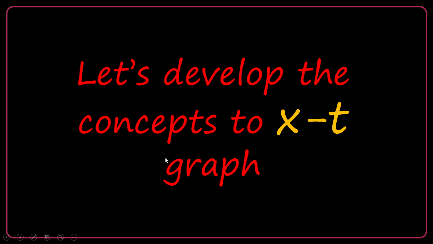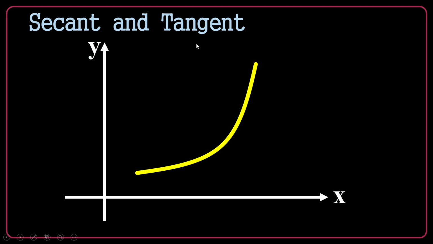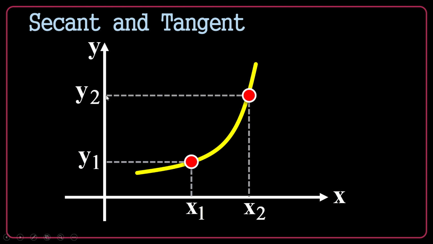Let's develop the concepts to xt graph. What is the interpretation of instantaneous velocity or instantaneous speed over xt graph? For this purpose, I need some mathematical tools like secant line and tangent line. This is a yx graph in mathematics, okay? We are just reviewing some mathematical tools. I have a curve here. Let's take a point of interest here with coordinates of x1 and y1 and the other point of interest like x2 and y2. The secant line by definition is a line or a segment connecting these 2 points.